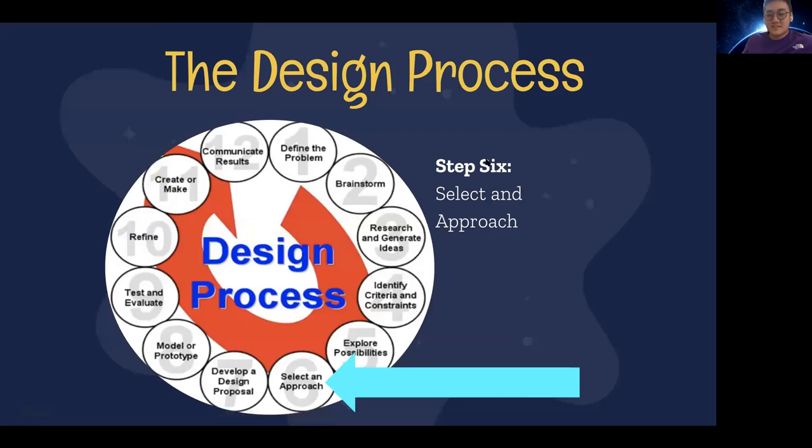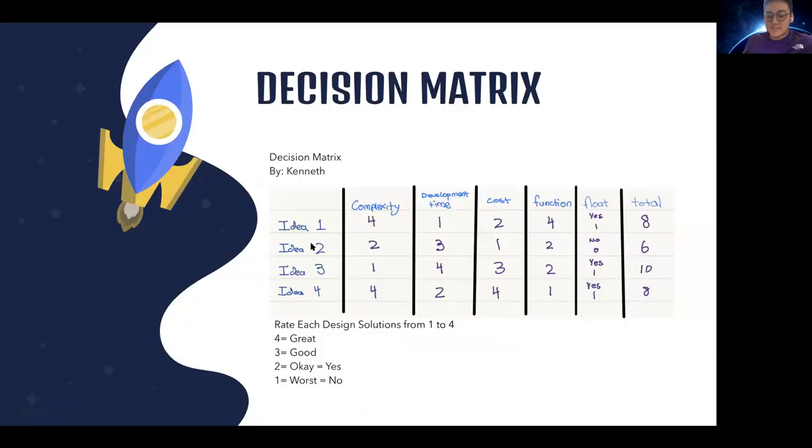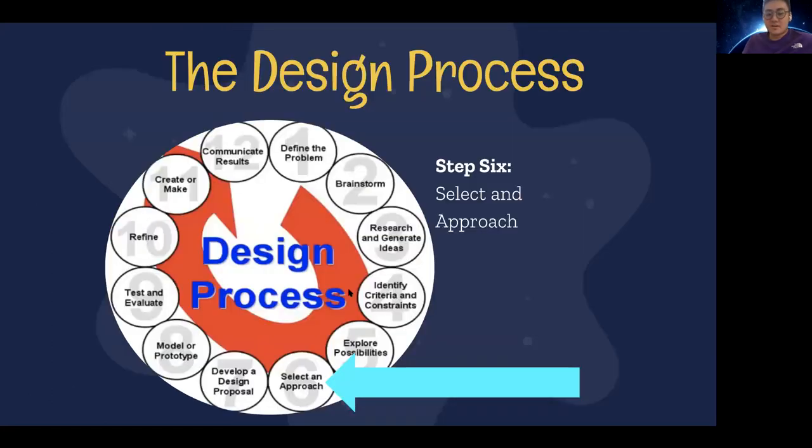The next approach is, did I write selecting approach twice? Oh no, selecting approach. So basically you have all your information, you start narrowing down your design. Remember in the idea video, I paused when they started narrowing their ideas. They said, hey, let's combine different ideas together. That's more of this selecting your approach. At this step, you want to combine which ideas you want to do.